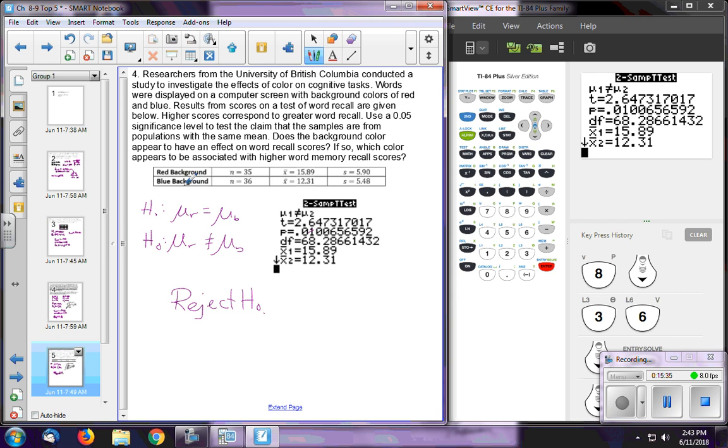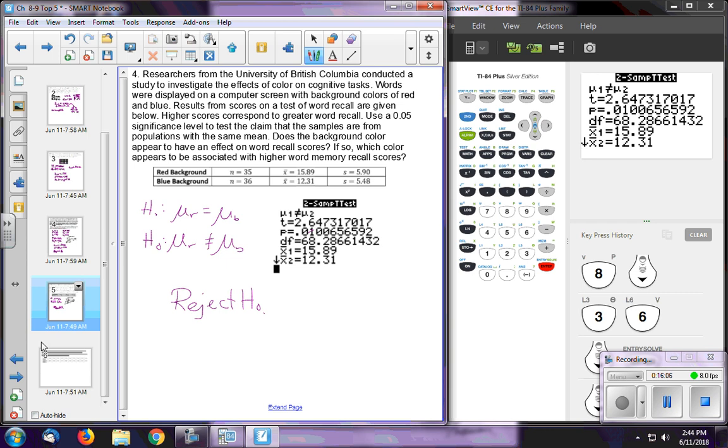So now, if you were trying to figure out which color might be higher, take a look at the data, take a look at what it says. The red background has a higher mean, and the standard deviation is just a little bit larger, but not substantially different than that of our blue background. So it seems to be that the red background provides a better memory recall, or a higher word memory recall, according to this information.